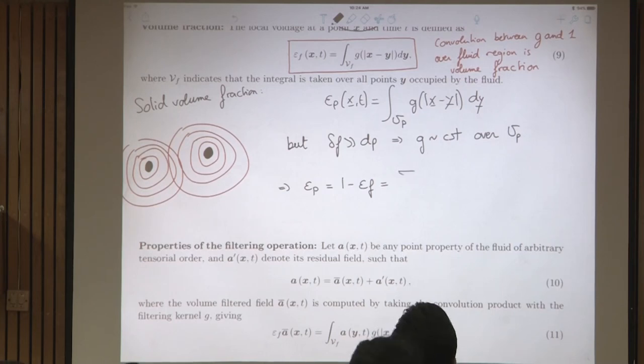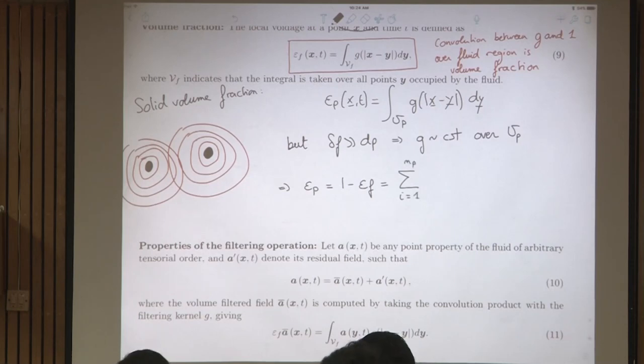I'm going to write that as the sum over all the particles in my domain of the value taken by the filter at the position of the particle, position x_i, times the volume of that particle.